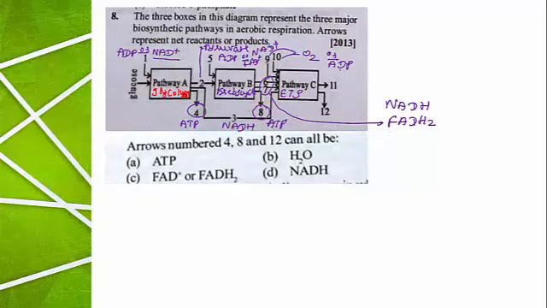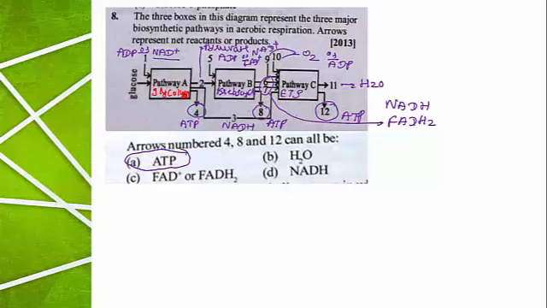Then what about the 11th and 12th? The 11th becomes a water molecule, finally produced, because the ultimate electron acceptor is oxygen at the end of the electron transport chain, and the 12th again represents ATP. So in the given schematic representation, the 4th arrow, 8th arrow and 12th arrow are representing the releasing molecule during different steps of aerobic respiration, and it is the ATP molecule.